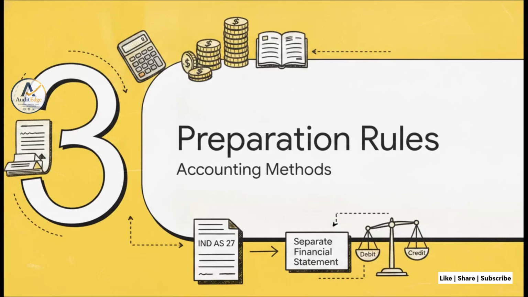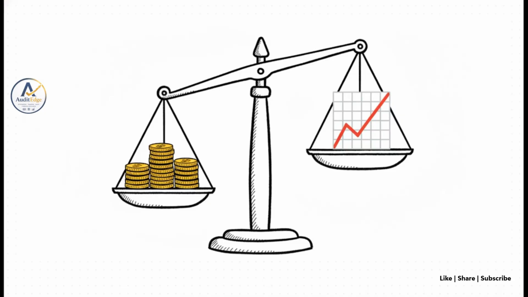All right, let us move to Section 3, Preparation Rules. This is where we get into the actual accounting mechanics. When preparing these statements, you face a major choice. You must account for your investments using either the at-cost method or under IND AS 109. The golden rule you must remember here is consistency. You have to apply the exact same accounting method for an entire category of investments. You cannot just mix and match them.